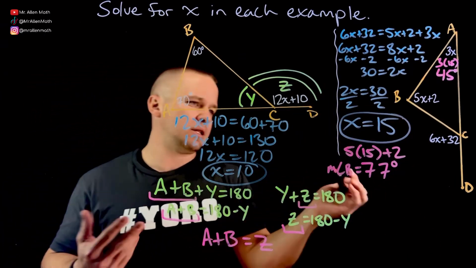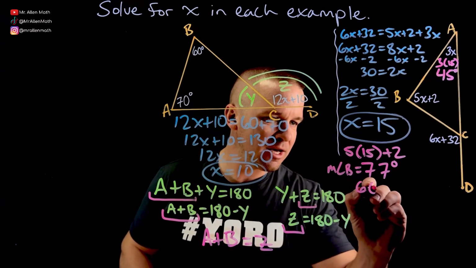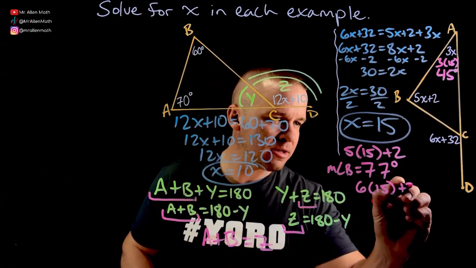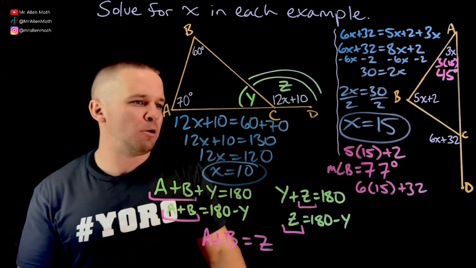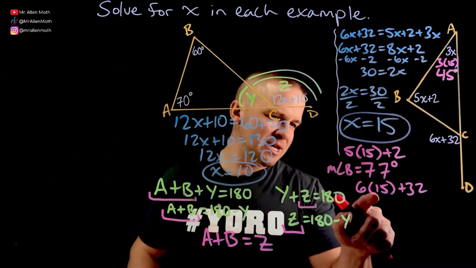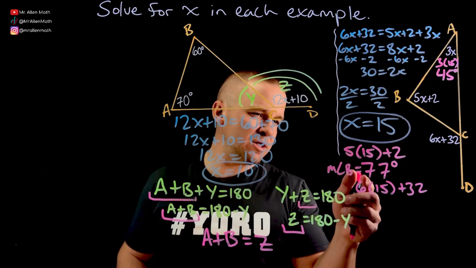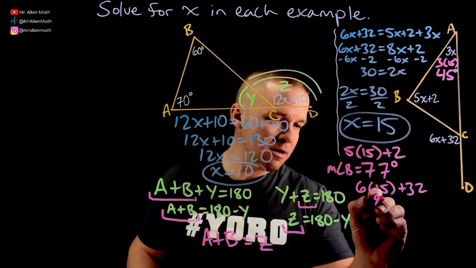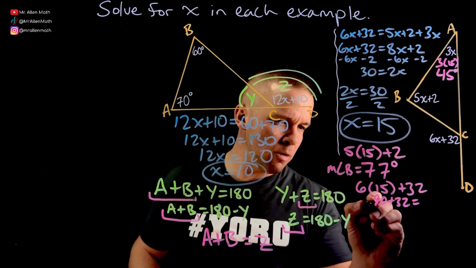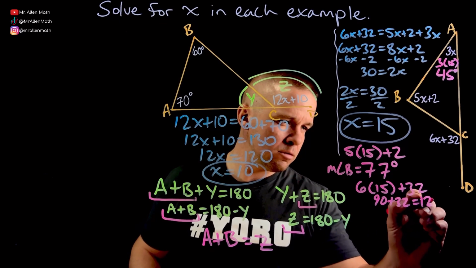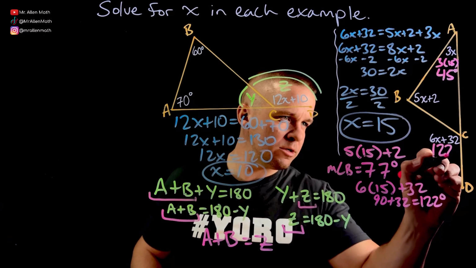But what if they're like, bro, what about the measure of angle BCD? I thought you'd never ask. Let's do it. So we got 6, then we got 15, plus 32. Oh, boy. Now these numbers are getting a little bit bigger, right? We got 6 times 10 is 60. 5 times 6 is 30. Then we got 60, 30, that's 90. So 90 plus 32, that's going to give me what? 122 degrees.